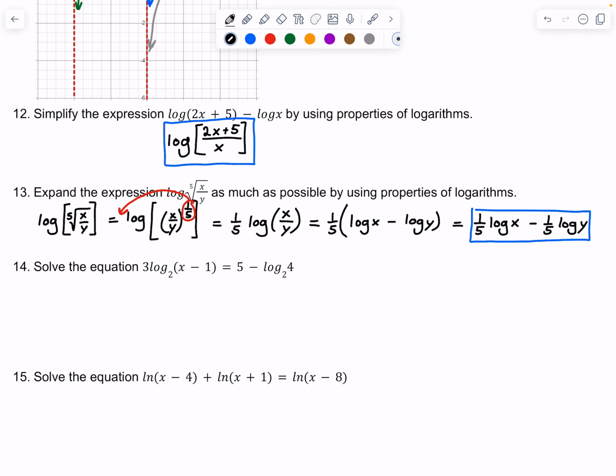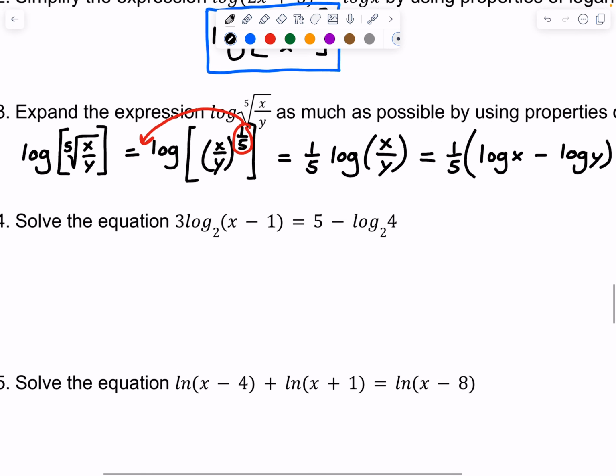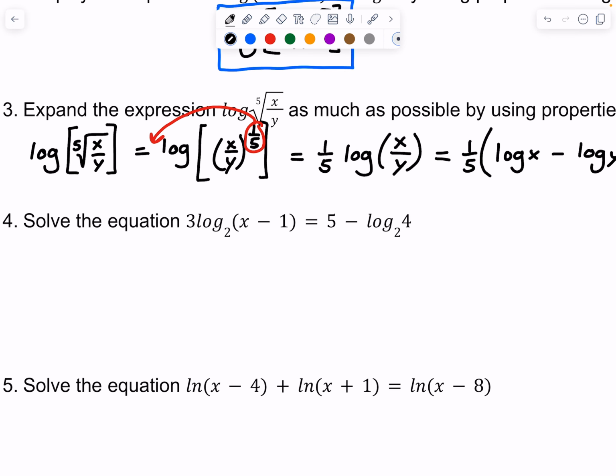All right, number 14 says solve the equation 3 log base 2 of x minus 1 equals 5 minus log base 2 of 4. Now, our goal is always going to be reduce the number of logarithms or reduce the number of exponentials in the equation. At most, we want 1 on each side and nothing else. We don't want a bunch of numbers. So like this 5 minus and this 3 are both problems. We want logarithms by themselves.